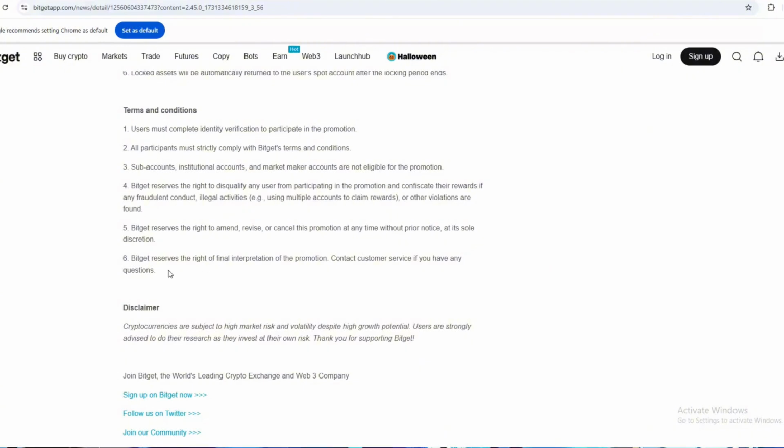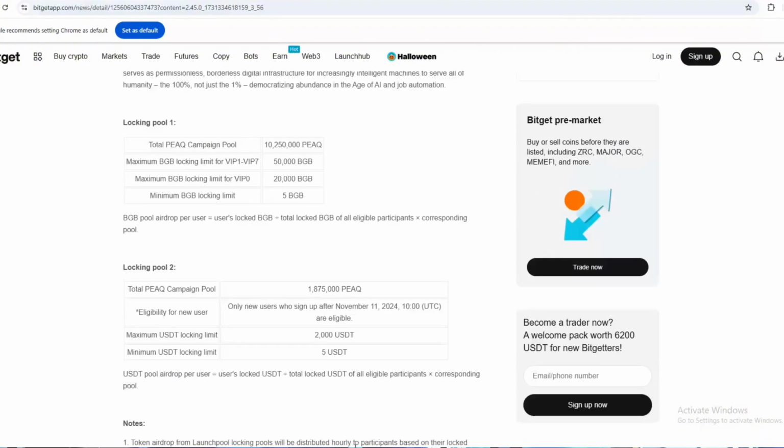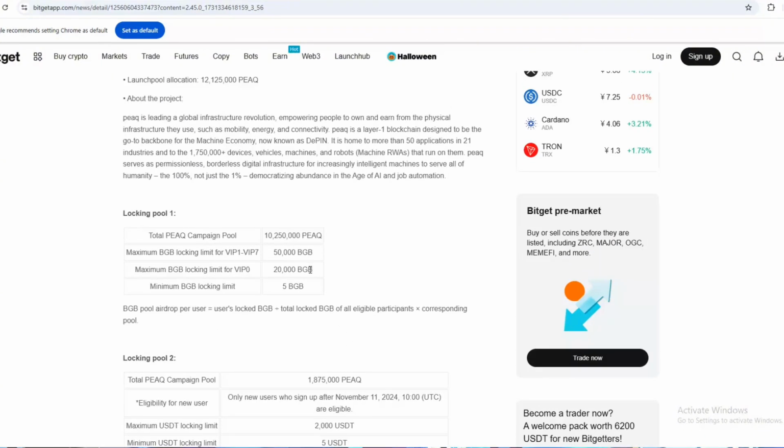At its sole discretion, Bitget reserves the right of final interpretation. And the airdrop will be calculated separately for each locking pool. Users can unlock their locked tokens from the locking pool at any time. So you can unlock your BGB anytime. If you decide you need this BGB at some point, you can unlock it at any time in your account. So don't worry about it.